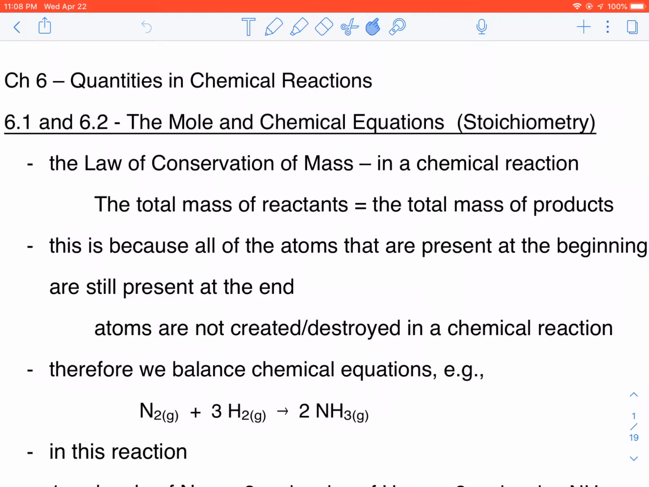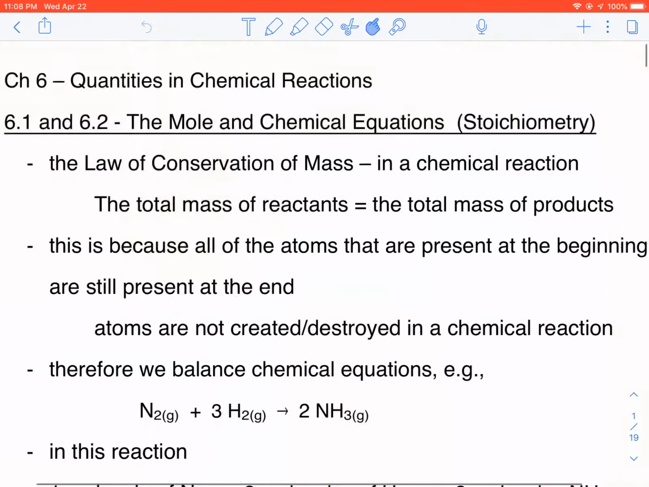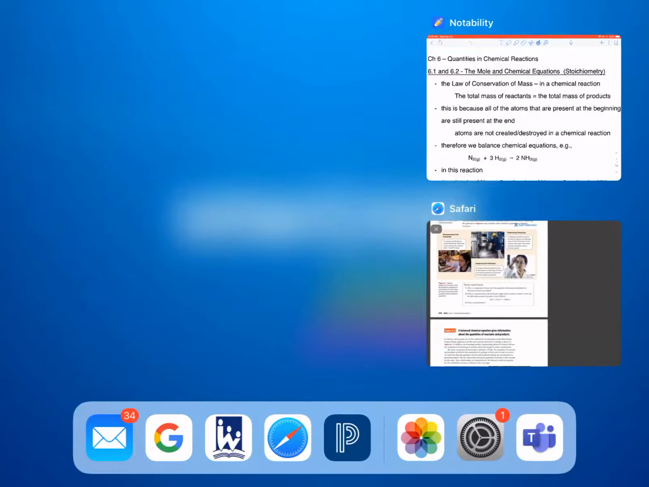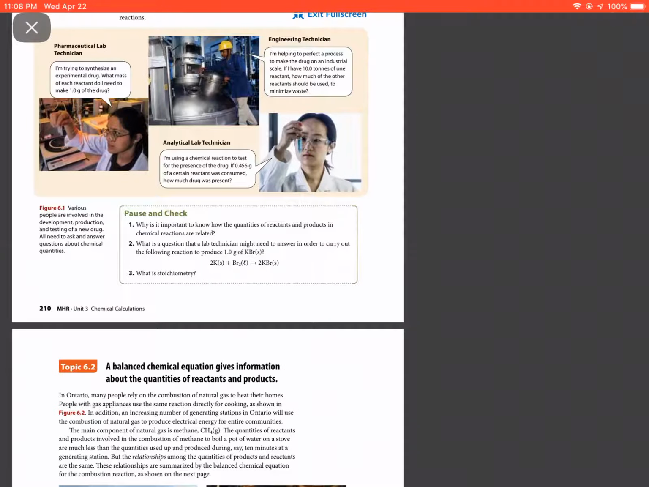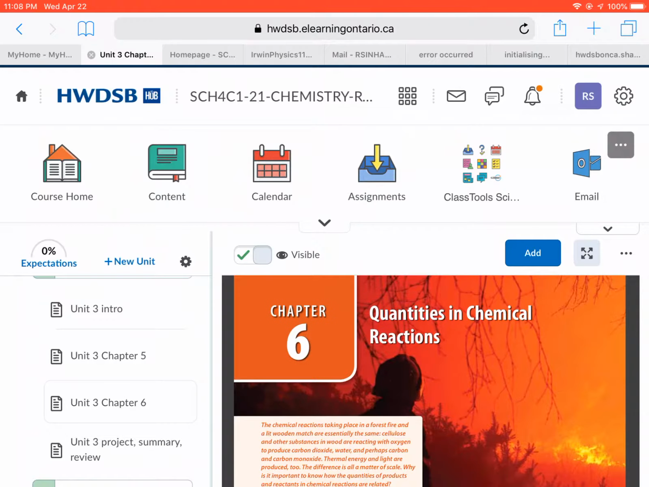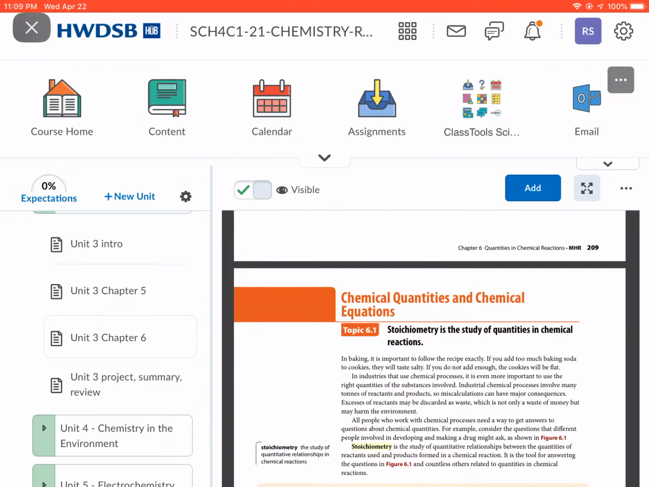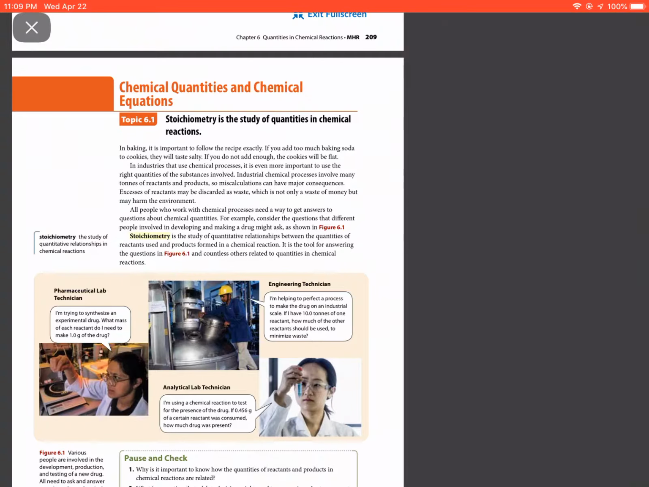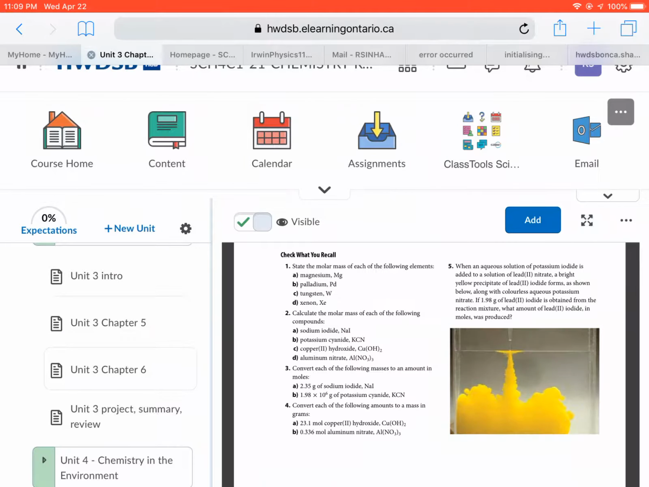Now, before I go any further, I just want to quickly pull up the textbook, if it doesn't disappear on me here. So the textbook for chapter 6, oops. The textbook for chapter 6 starts off, oh, come on.